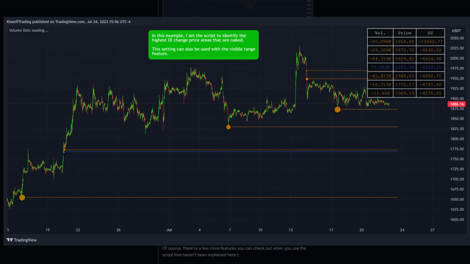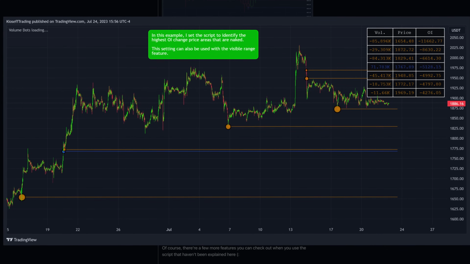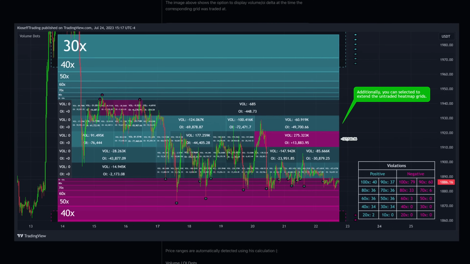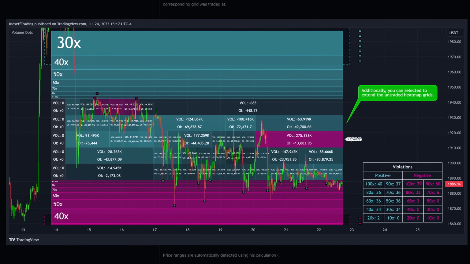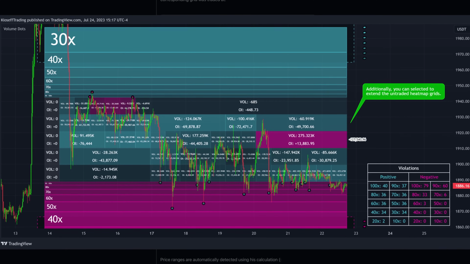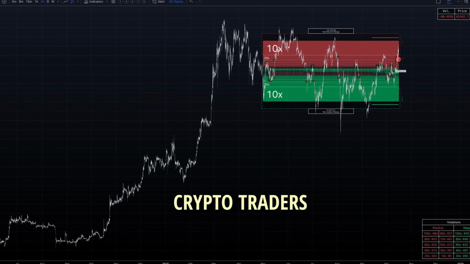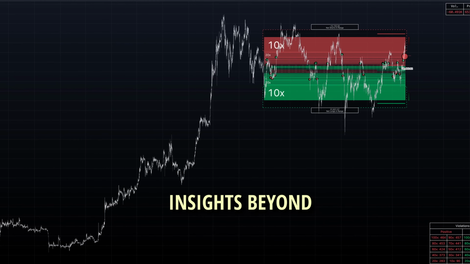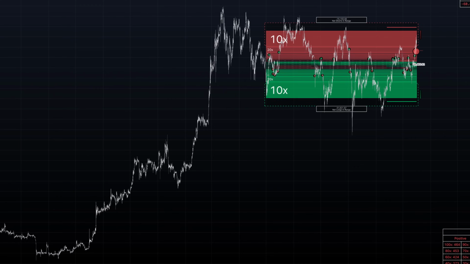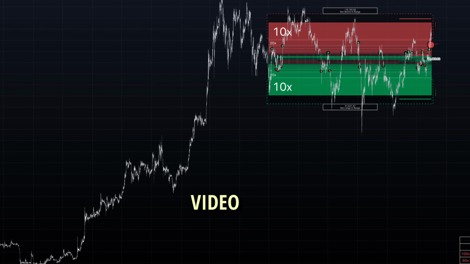Additional sophisticated features include support resistance line drawing at high-volume areas, a configurable volume OI heat map, and the ability to record the number of liquidation range violations. This is a quite powerful tool for crypto traders looking to gain deeper market insights beyond traditional price charts. Let me know if you'd like me to create a more in-depth video on it.